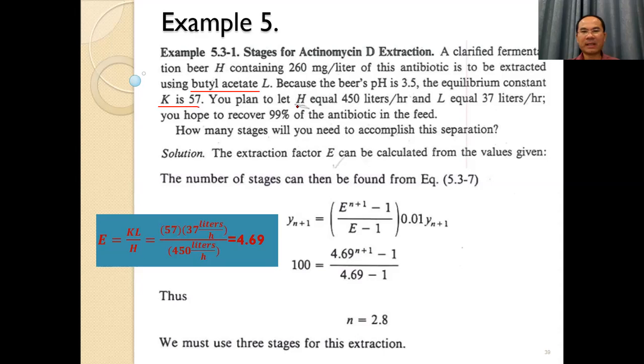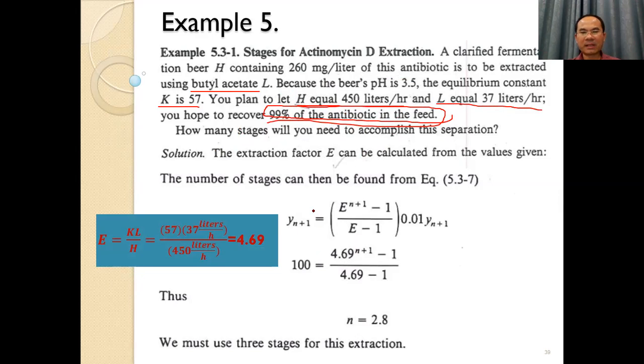We plan to use S equal to 450 liters per hour, L equal to 33 liters per hour. And we would like to recover 99% of the antibiotic in the feed. 99% of the antibiotic from the feed is removed to the light phase. Okay. For this case, calculate the stages. How many steps will you need to complete 99% of recovery?